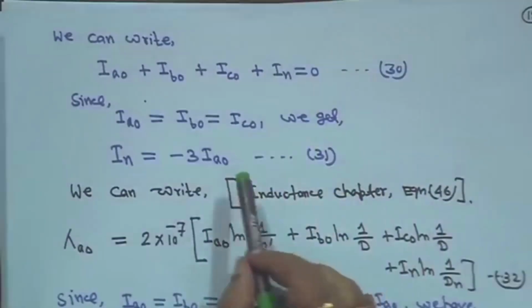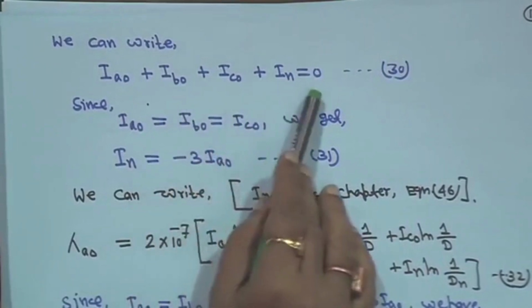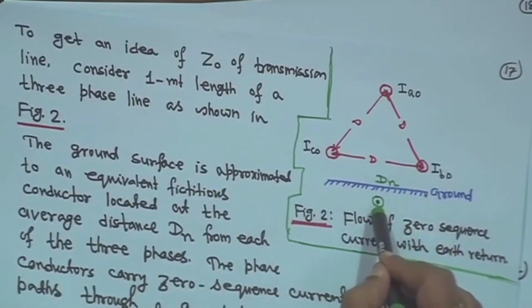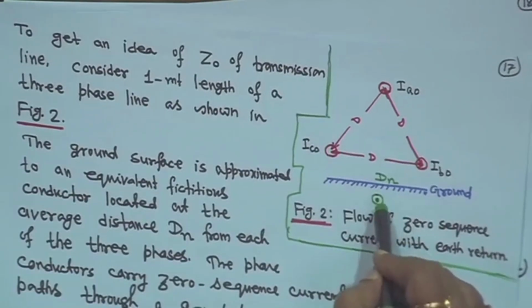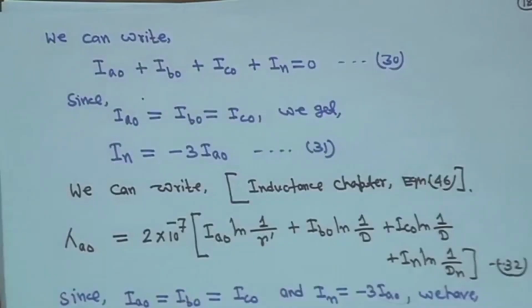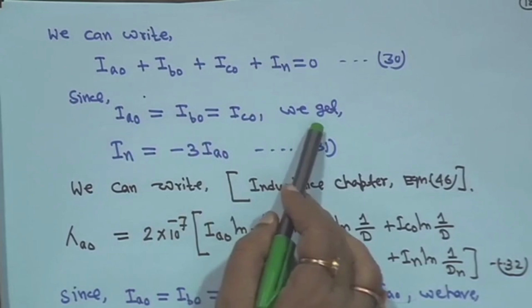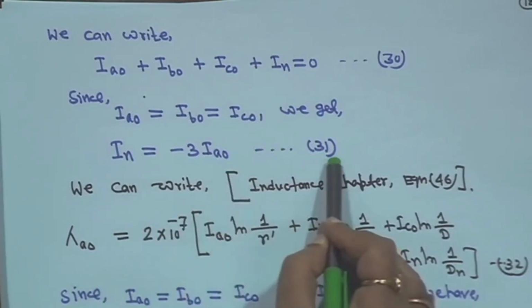So, again we will come back. Therefore, we can write that I_A0 + I_B0 + I_C0 + I_N = 0. This is equation 30, because the neutral conductor is also there. It is shown here; you see, I have made a green circle with a dot. But I_A0 = I_B0 = I_C0. Therefore, we get I_N = -3 I_A0. This is equation 31.